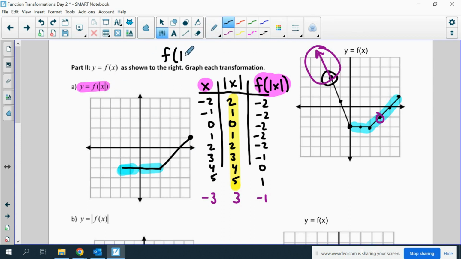So what f of absolute value of x is going to do is mirror the function on the right over the y-axis to the left. So everything over here that I highlighted in blue is going to get mirrored over as long as there was an original point in the function that had that.